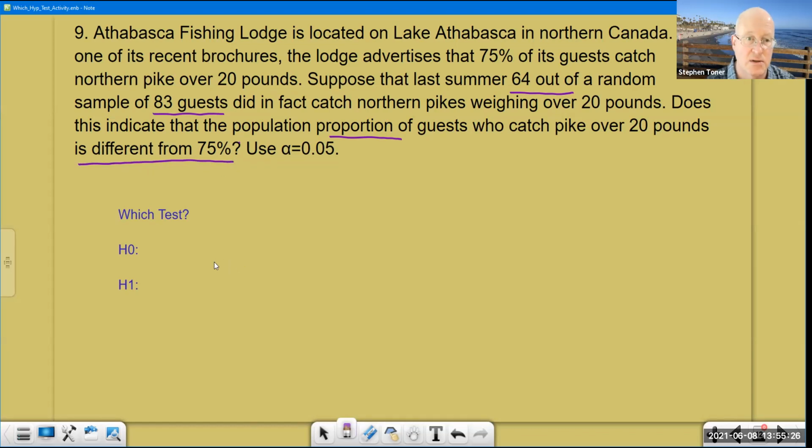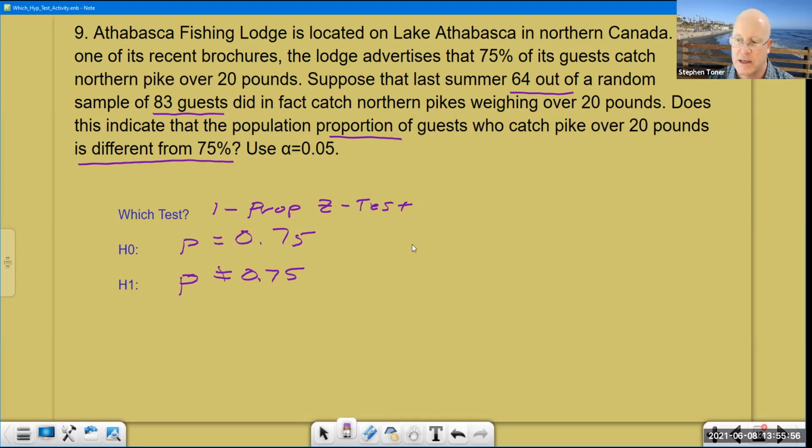75%? Single sample of 64 out of 83. Is this proportion different from 75%? Or is it equal to, as we have up in the null hypothesis? And since we have one proportion sample only, this is going to be a one proportion z-test.